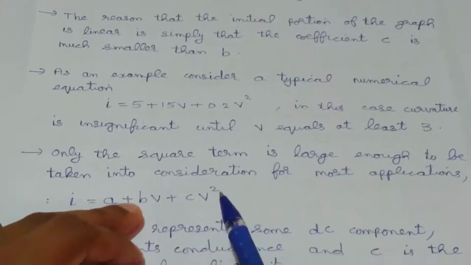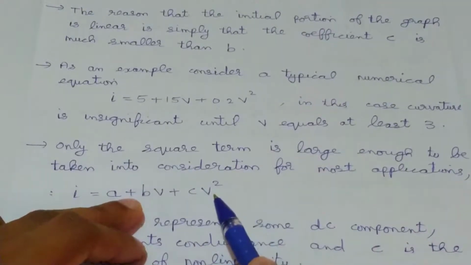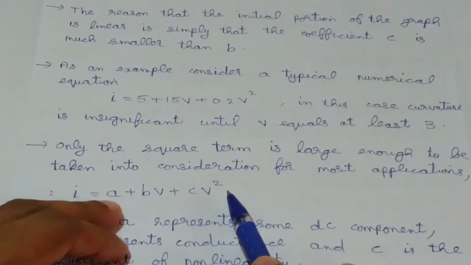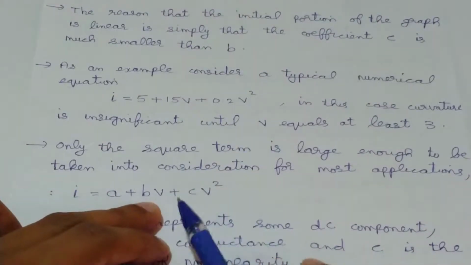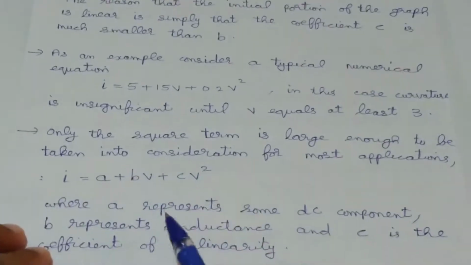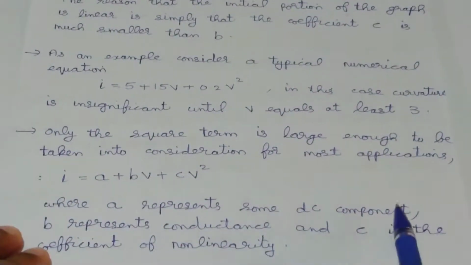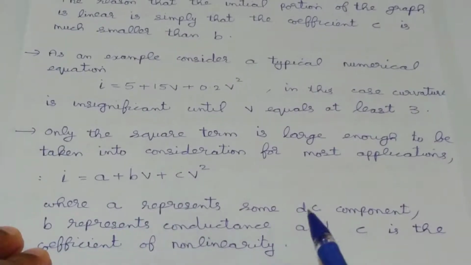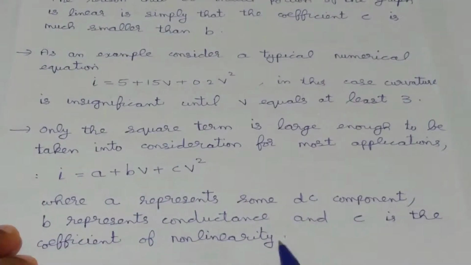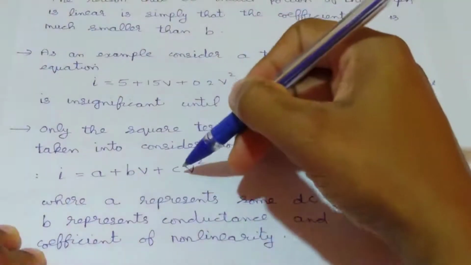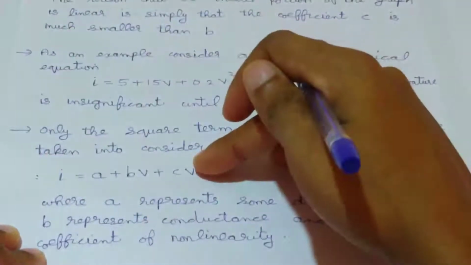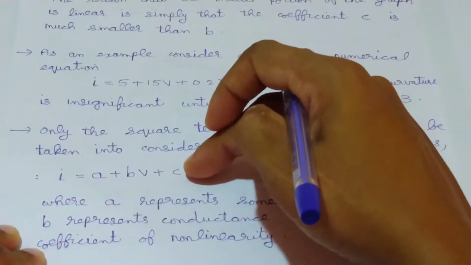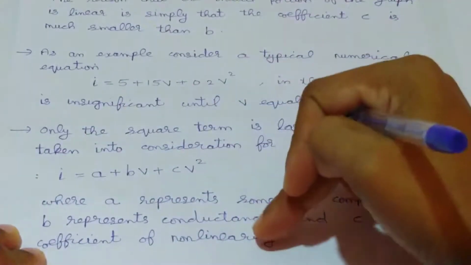So here in this nonlinear resistance case, we are going to consider the current voltage relation as I is equal to A plus BV plus CV square, where A represents some DC component and B represents the conductance and C is the coefficient of nonlinearity. When C is 0, we will get the linear relation, and if C is not 0, then the relationship between current and voltage will be nonlinear.